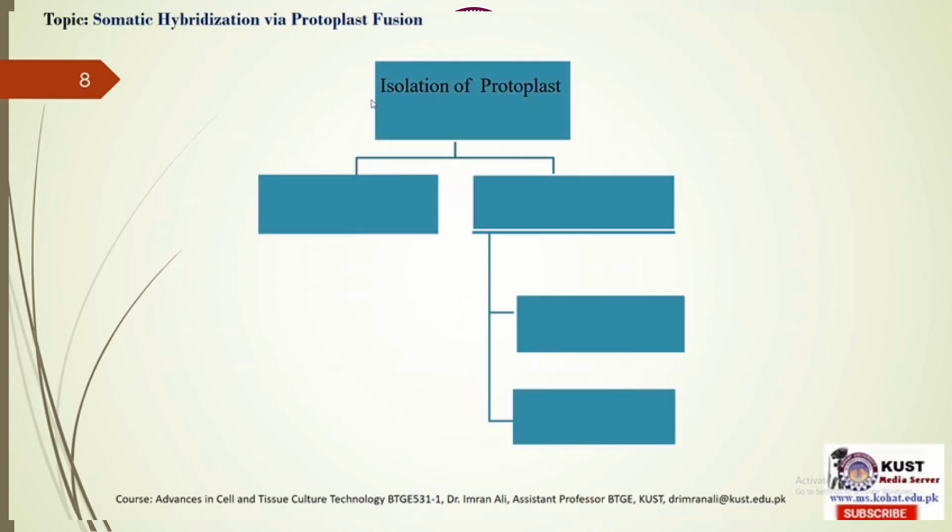So, the first step, which is the isolation of protoplast. There are two methods which we use to isolate the protoplast. One is mechanical method, the other one is enzymatic method. Enzymatic method can be further categorized into two steps. One is the two-step method, the second one is one-step method.